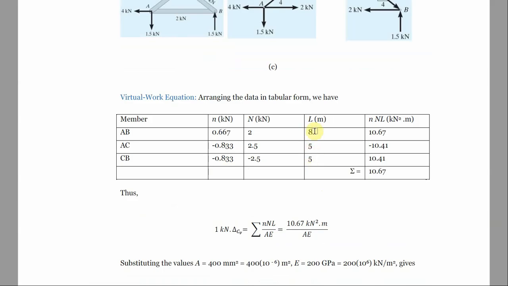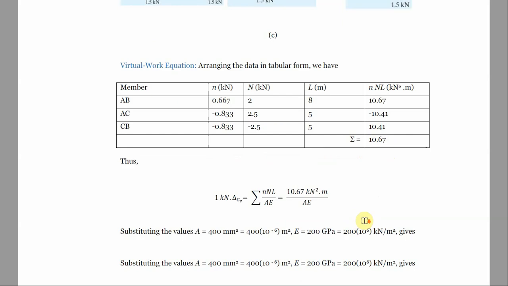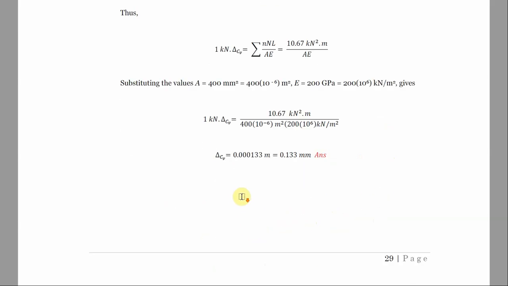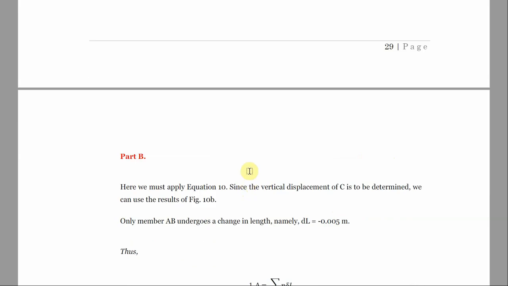So now after putting this down, all we need to do is put our summation of n times L. We multiply these 3 together, we have the value here. Multiply these 3 together, have the value here. Multiply these 3 together, have the value here. Just sum these 3 together, and that is your displacement. So you just substitute your A and E together. Since we are told that A is this, E is this, just put it under it, and then we have our displacement at C.